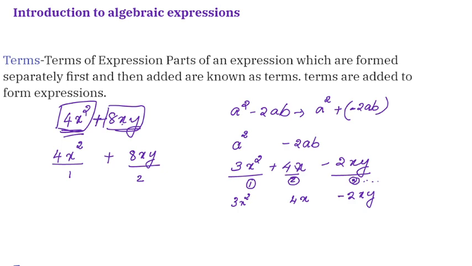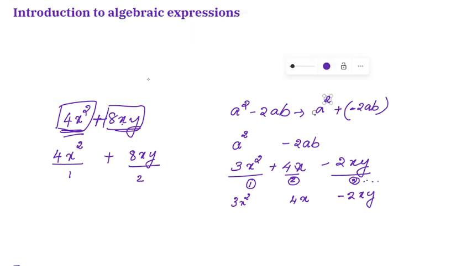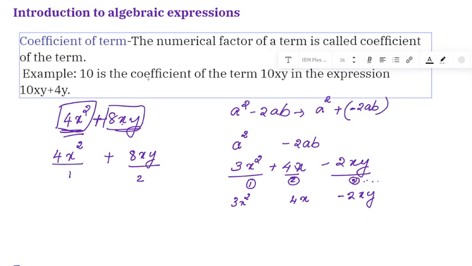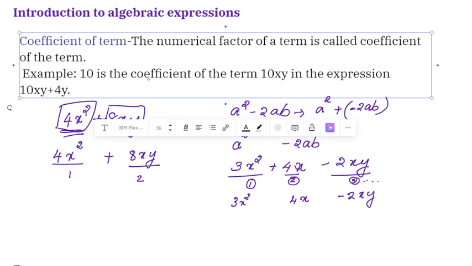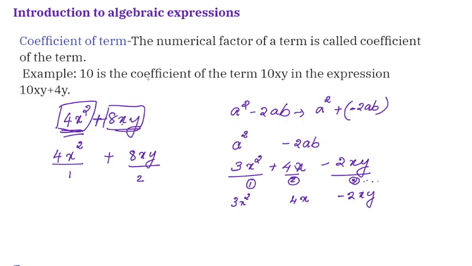Okay, now we can see what is a coefficient of algebraic expression. Coefficient of a term: the numerical factor of a term is called a coefficient. Okay, now see this example. Here we are having the first term 4x square, right? Is there any numerical term in this term? Yes, we are having 4 as the numerical term, right? So for the first term, what is the coefficient? The coefficient of the first term is nothing but 4.